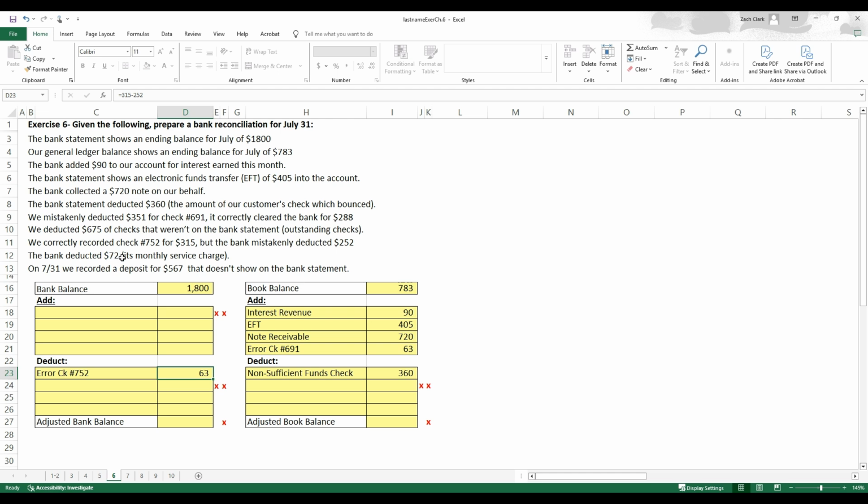The bank deducted $72, its monthly service charge. So that's something we need to record on our side. Service charge. And on 7/31, we recorded a deposit for $567 that doesn't show on the bank statement. So that's a deposit in transit. And again, this is just a timing issue.